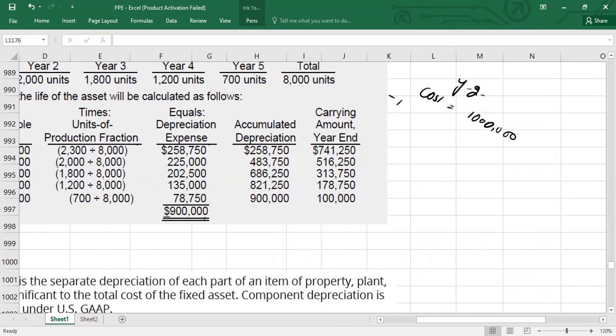We will subtract minus accumulated depreciation. For the second year cumulative depreciation, you will add these two depreciation expenses. So accumulated will be equal to 483,750. Once you subtract, you will get the carrying value of the asset at the end of the second year, which is 516,250. So I hope, guys, it is clear to you.